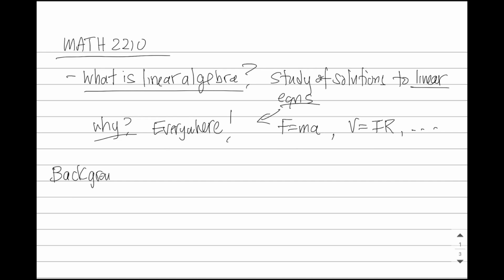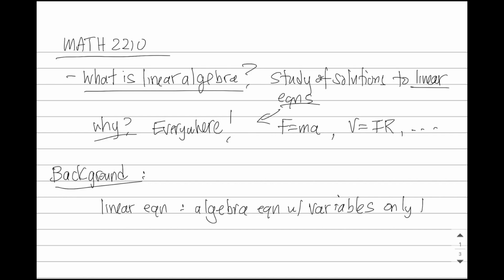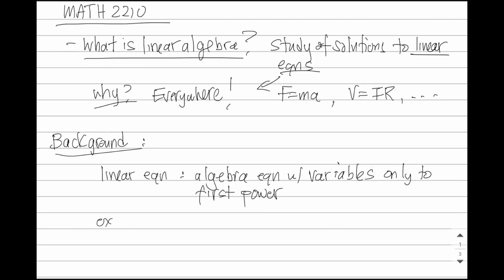I'm going to give some background knowledge here. A linear equation is an algebra equation that has variables only to the first power. You can't have anything else, so no square roots, no squares, nothing like that. Very simple examples are things like this: ax plus b equals 0. This x is our variable.